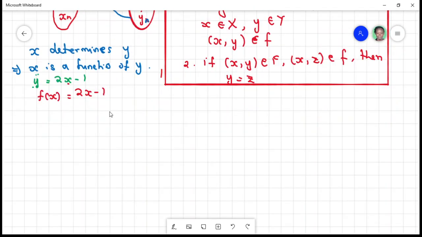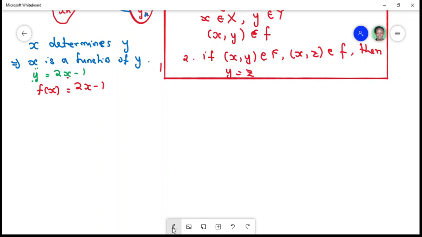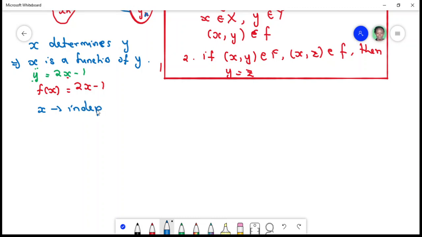An example of this is, from here you realize that x becomes an independent variable. X is independent. Then y is dependent because y depends on the value of x.